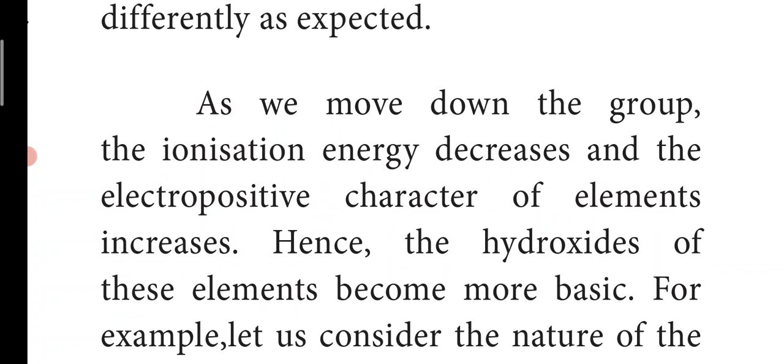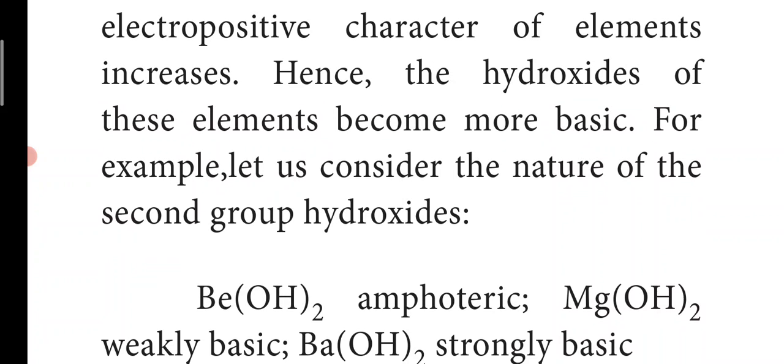As you move down the group, the ionization energy decreases and the electropositive character of elements increases. So going from top to bottom, ionization energy decreases, because we can easily remove electrons from the outermost shell. But the electropositive character becomes much higher. As removal happens, the electropositive character keeps increasing. Hence the hydroxides of these elements become more basic. So going from top to bottom, it becomes more basic.